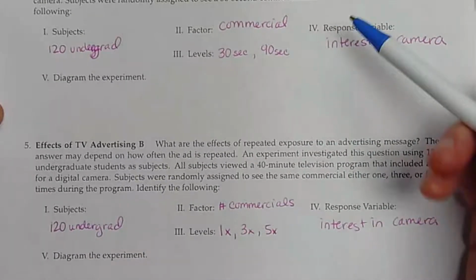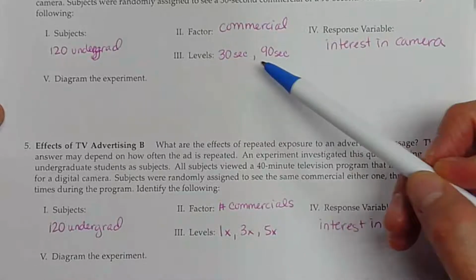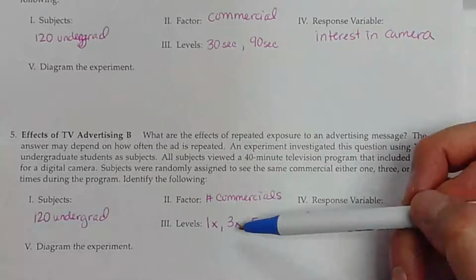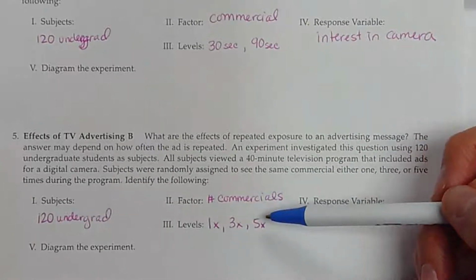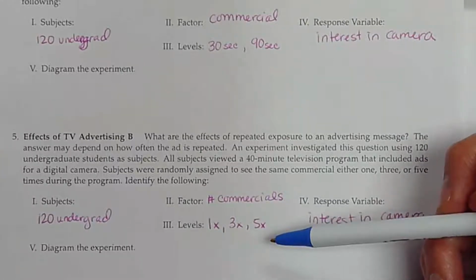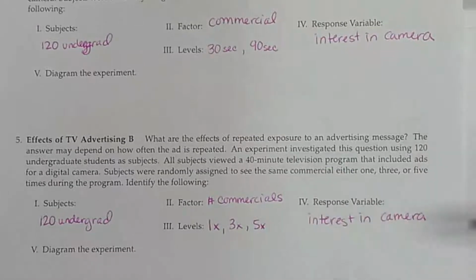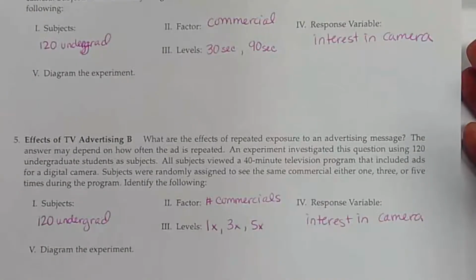So we're going to combine a commercial of 30 and 90-second length, and then the frequency is either 1, 3, or 5 times. So this is going to be an example of where we combine these levels in every possible combination. We talked about that earlier, that the treatments were every possible combination of levels, and now we're going to get a chance to see what that looks like.